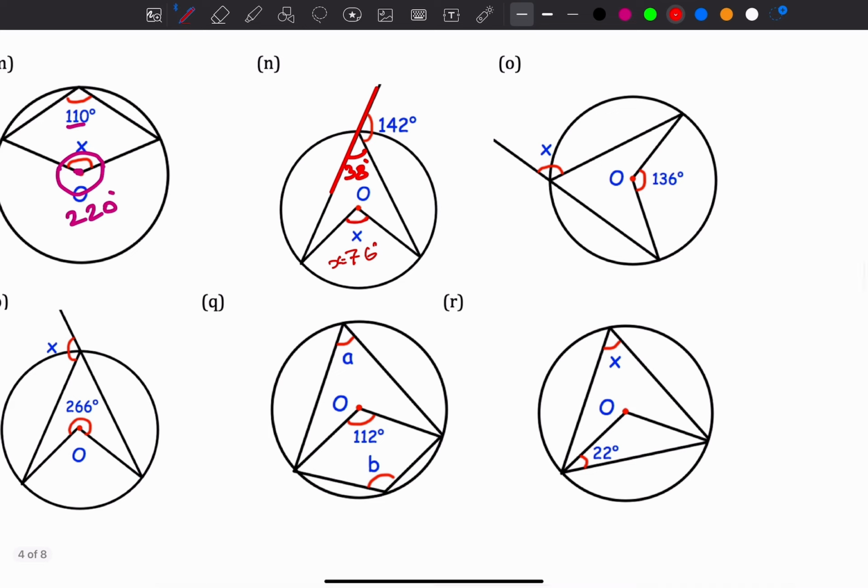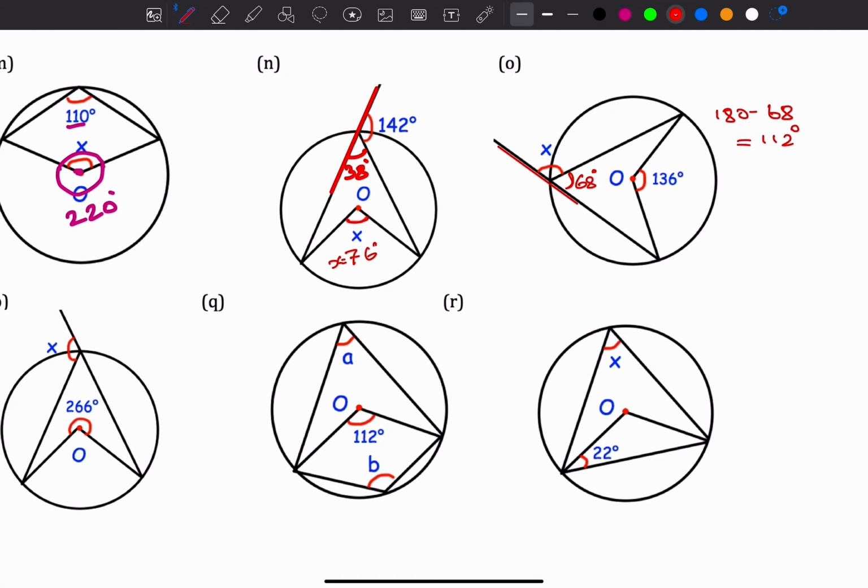Okay, the angle at the center is double the angle at the circumference. This angle is half of it now. 136 divided by 2 is 68. And this is a straight line, so the total in a straight line is 180. So 180 minus that 68.